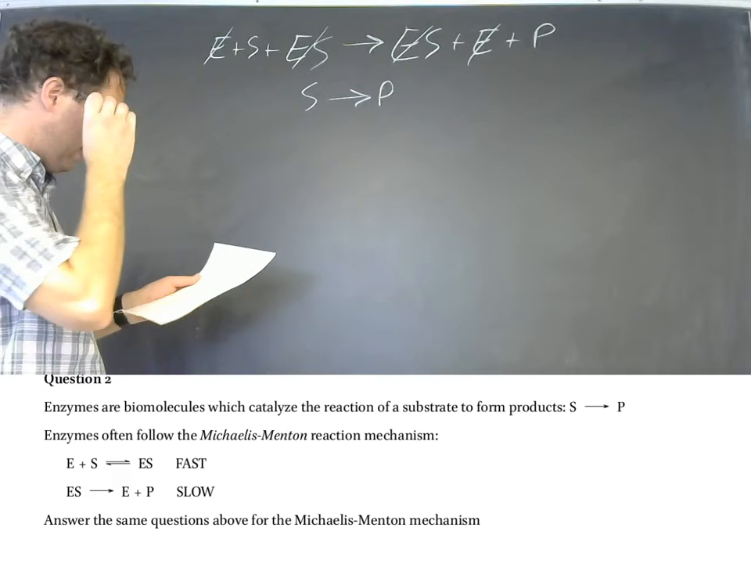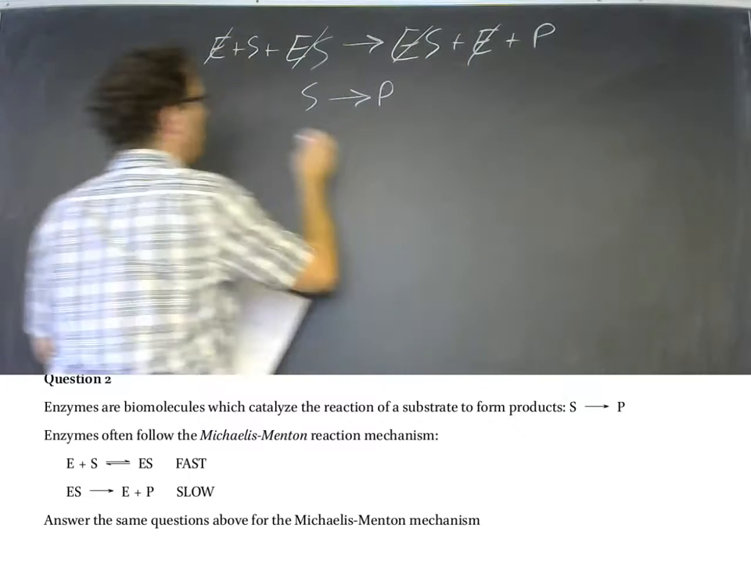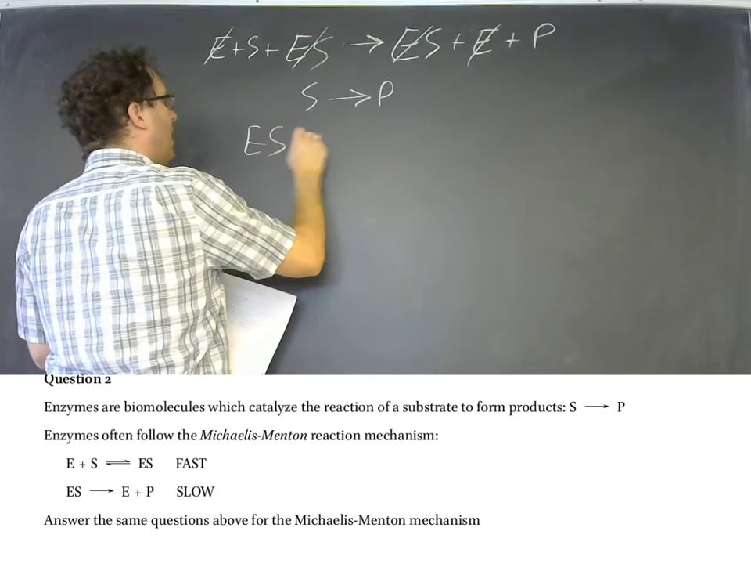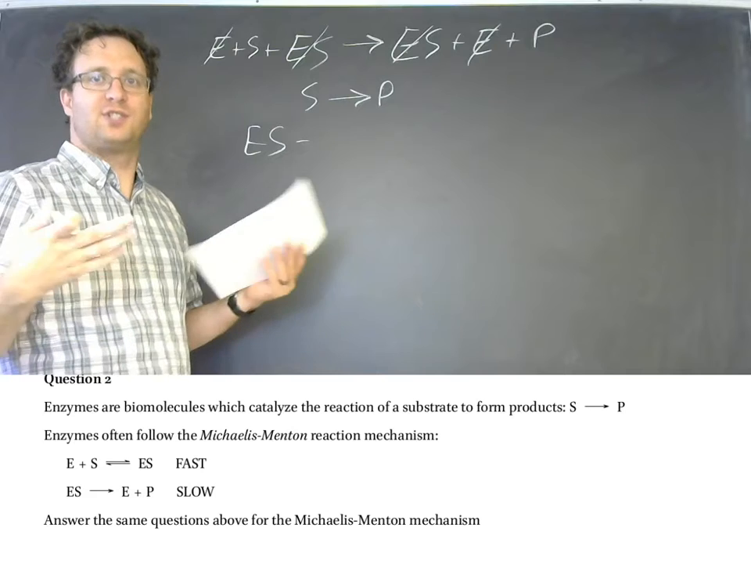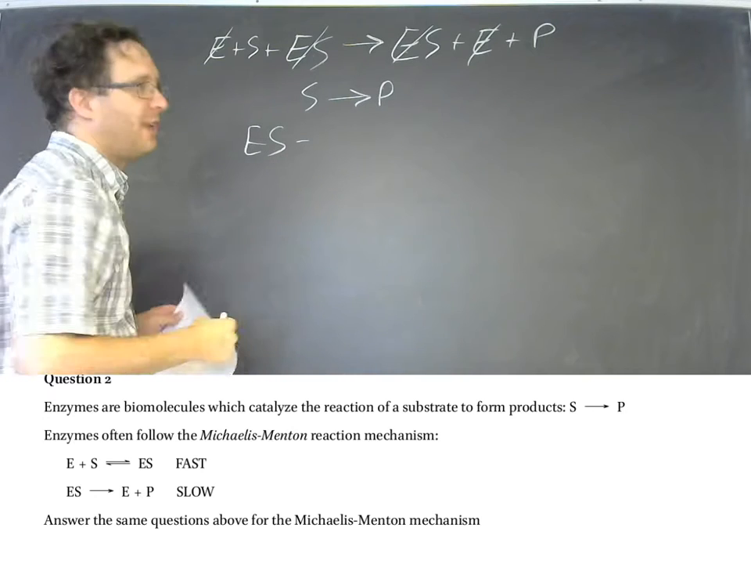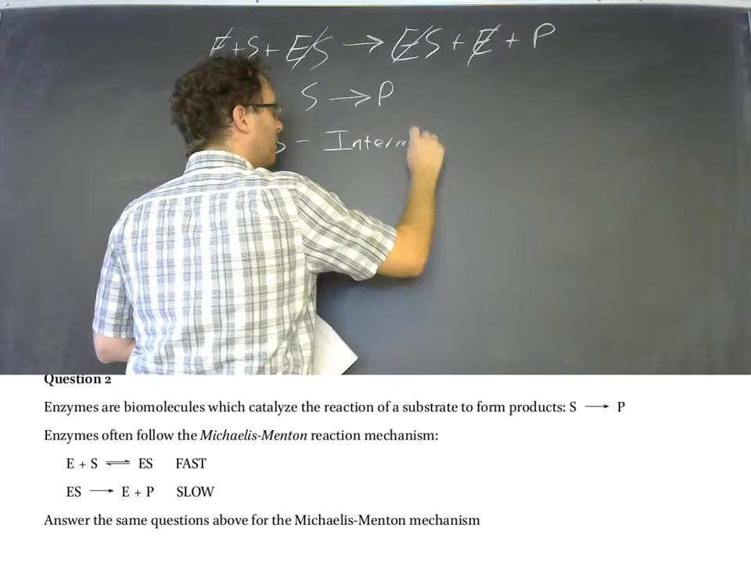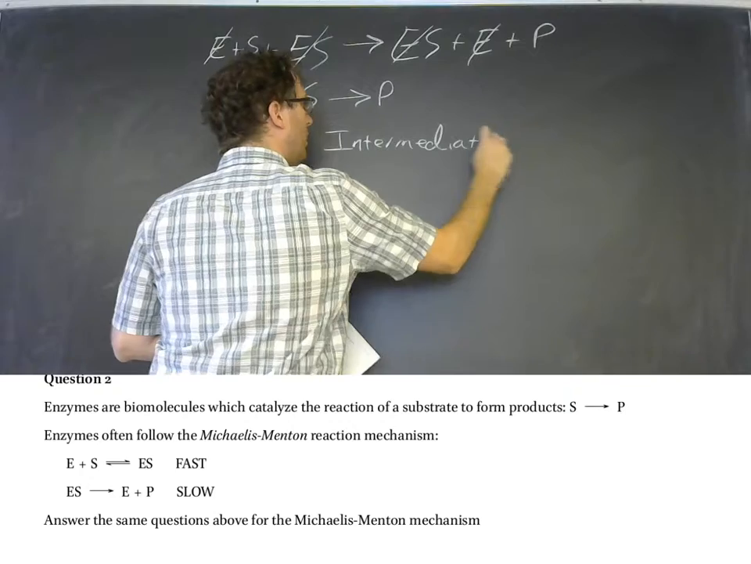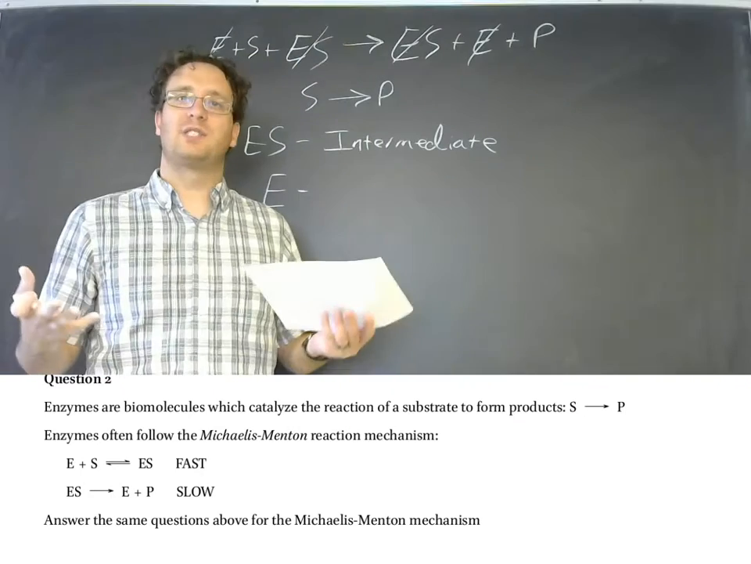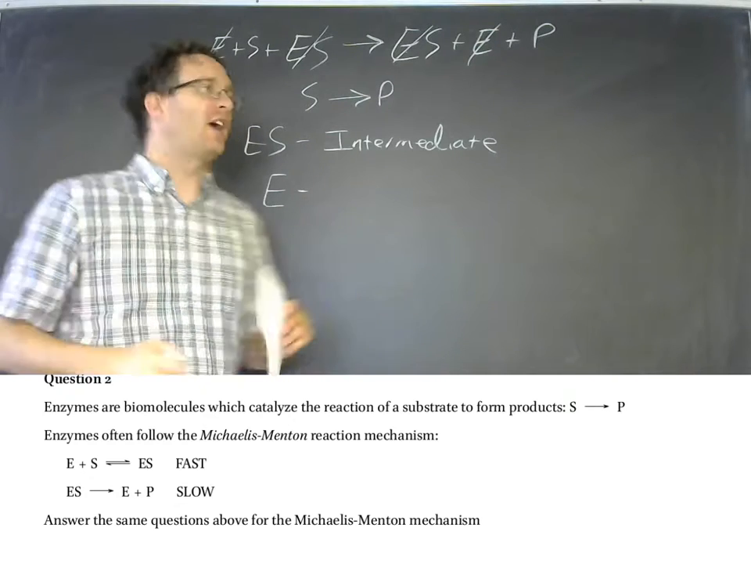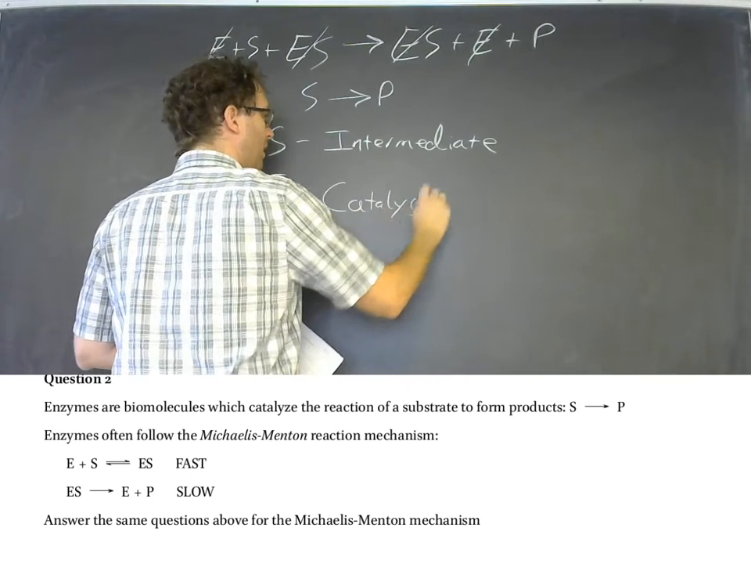Do we have any catalysts or intermediates? Well, the things that got crossed out are our candidates. ES, the enzyme substrate complex, was first generated in step 1 and then consumed in step 2. That makes it an intermediate. E, the enzyme itself, was first consumed in step 1 and then regenerated in step 2. That makes it a catalyst.